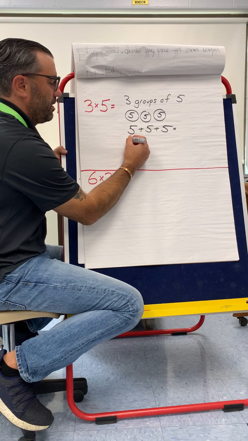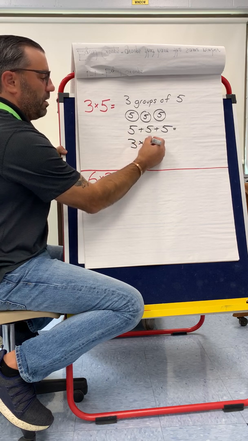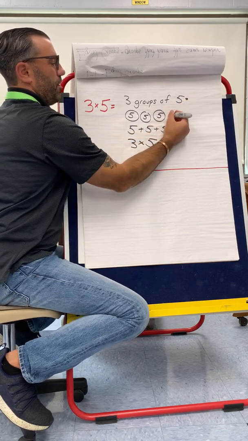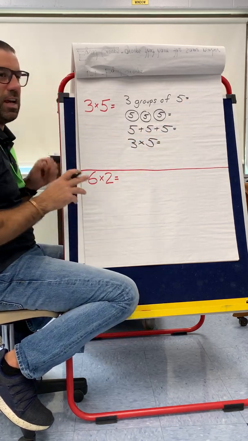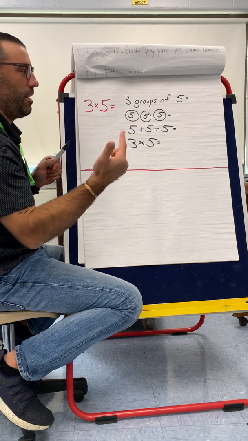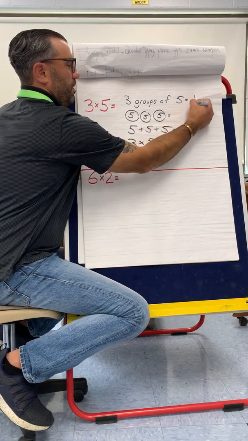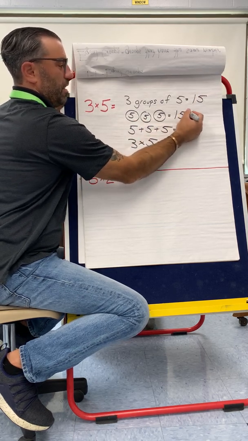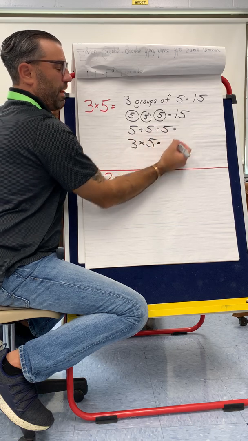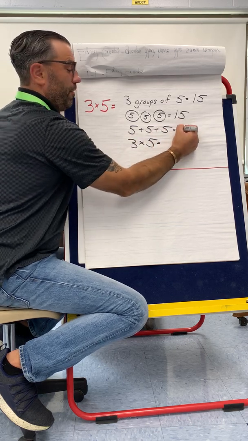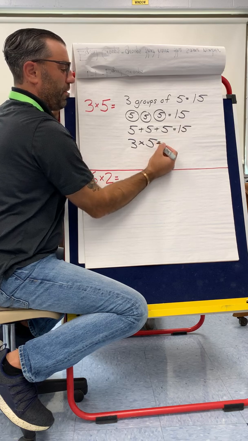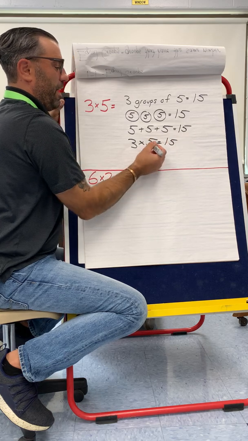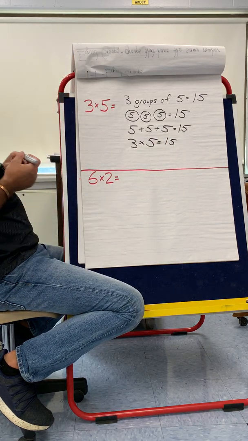Multiplication sentence: 3 groups of 5. So what is 3 groups of 5? Well, let's count by 5, 3 times. 5, 10, 15. 3 groups of 5 is 15. 3 fives, 15. 5 plus 5 plus 5, guess what? 15. 3 times 5, yep, you guessed it, 15. 5, 5, 5, 3 fives, okay?